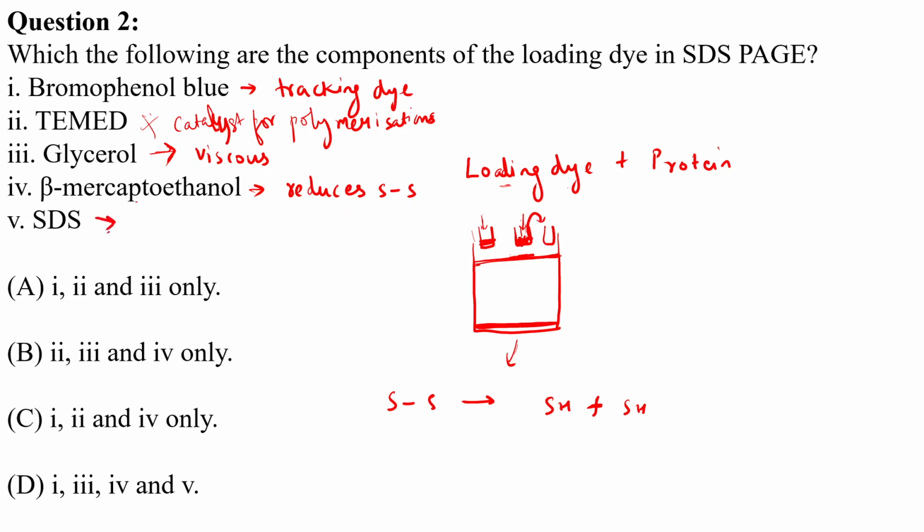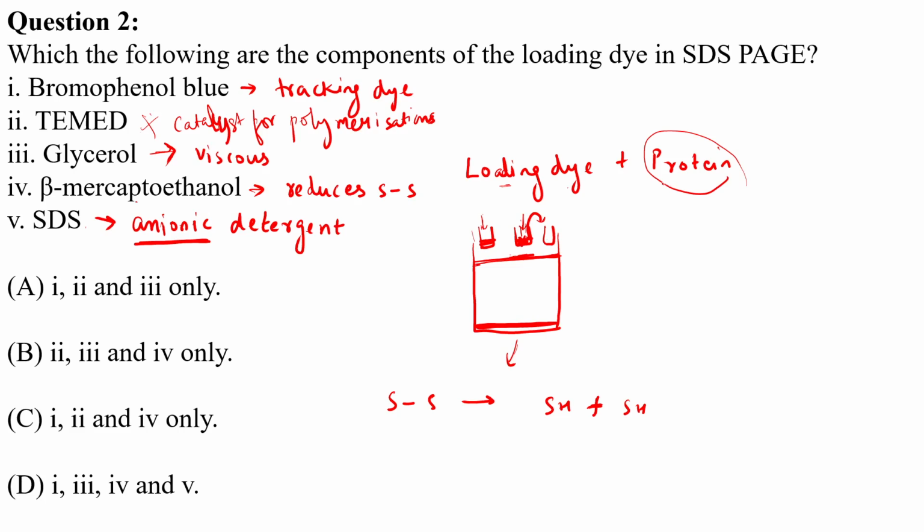Then comes SDS. What is SDS doing? SDS is sodium dodecyl sulfate, right? So what does SDS do? It is an anionic detergent. So you have to remember, SDS is an anionic detergent. Both the terms in this word are important, both anionic and detergent. So what does anionic mean? Anionic means negatively charged, right? So because of its anionic nature, SDS is imparting a negative charge to our protein samples.